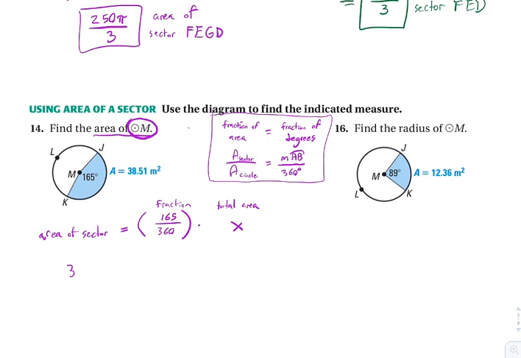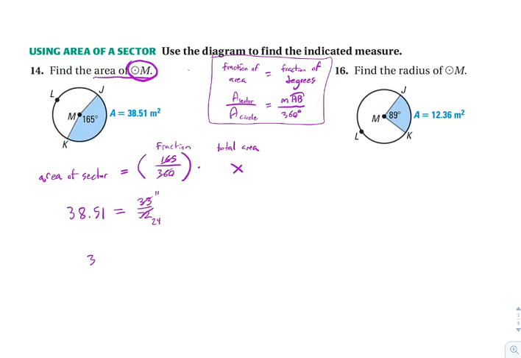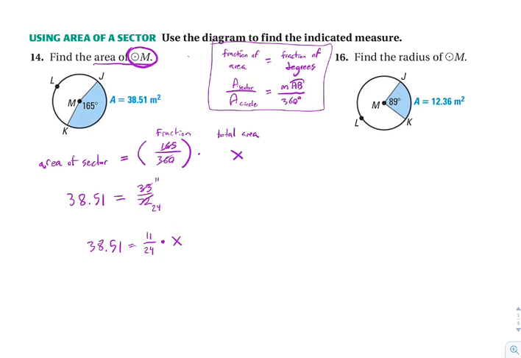Okay, so we've got 38.51 equals, I could at least reduce 165 by, let's see, by 5. So that gives me 33 over 72. A 3 still goes into both of those, so I've got 11 over 24. Okay, so I've got 38.51 equals 11/24. That's just the simplified fraction of the total area. So now all I have to do is solve this.